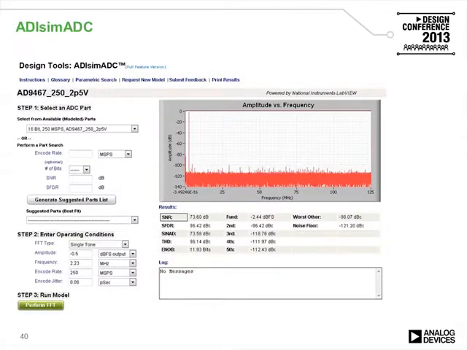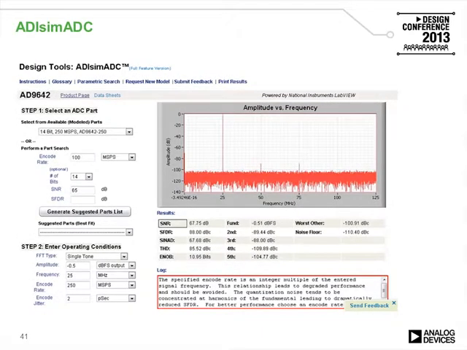We have a tool called SimADC, which is very useful in trying to home in on exactly what kind of converter you want to use. You put in some parameters here, it'll suggest parts, you take a look at the basic performance, dial in some numbers, and it'll give you a spectrum. It will also tell you if you've done some things that are kind of shaky.